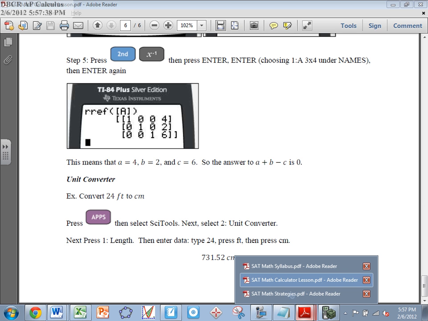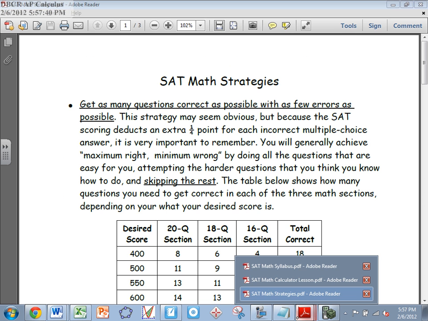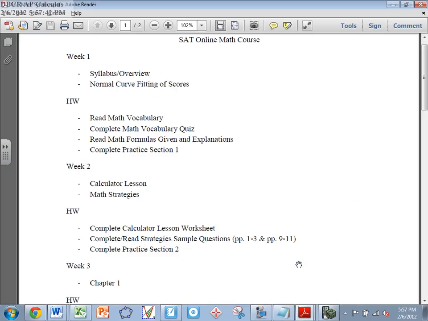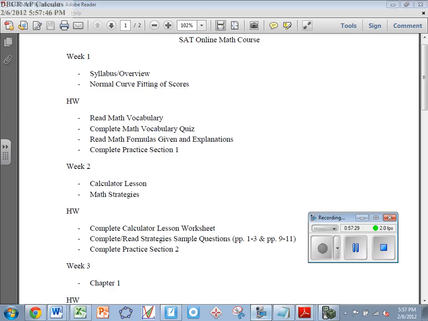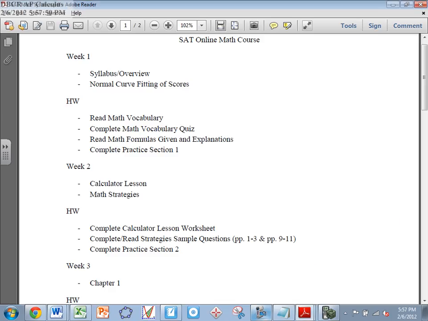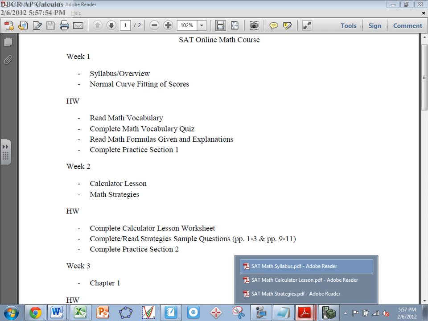So again, for today, if we look at our syllabus, we are only looking at a calc lesson and strategies. And notice, guys, today is a longer lesson. We're already at about an hour, and that was only calculator. So we're not going to spend too much time with strategies, but we're going to go over some general ones to start. Now, your homework tonight will be based off some of these strategies.